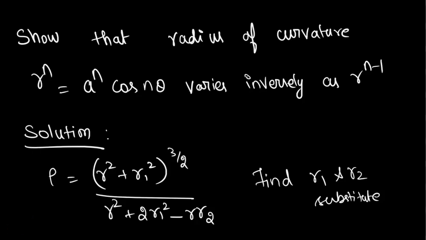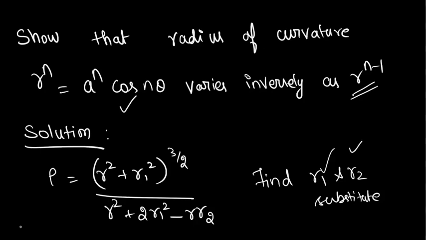Hello. In this video, let us find the radius of curvature for r^n = a^n cos nθ. And we have to prove that this radius of curvature varies inversely as r^(n-1). For this, we have to find r1 and r2 and substitute in the formula.